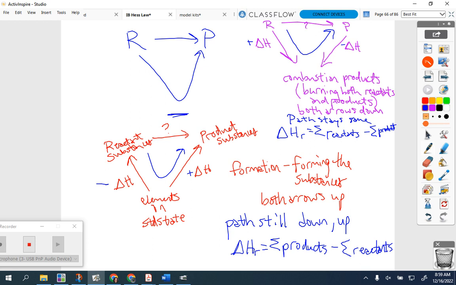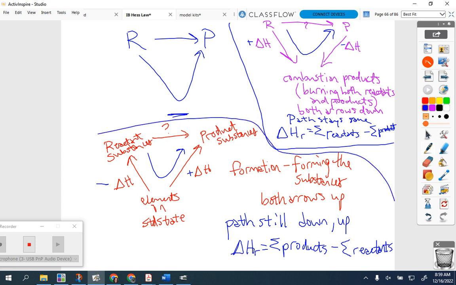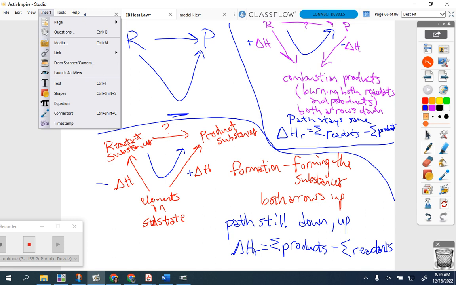So this is combustion. This is formation. But the path that we're taking through the cycle is always the same. Okay. Does that help a little bit? Okay. You can thank Hannah in first period for making me realize that talking about the path was a better way to do this.